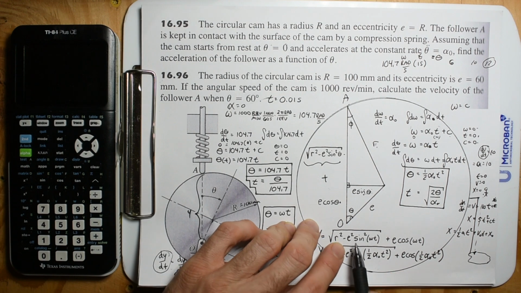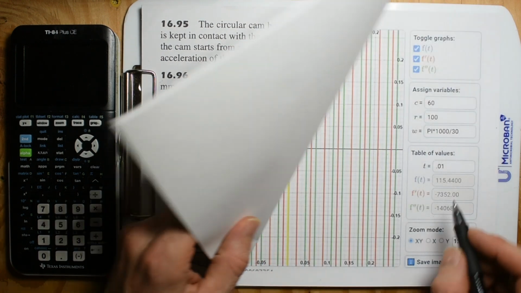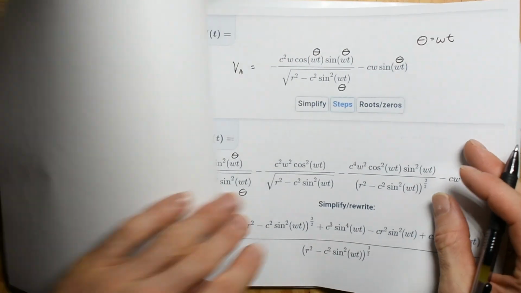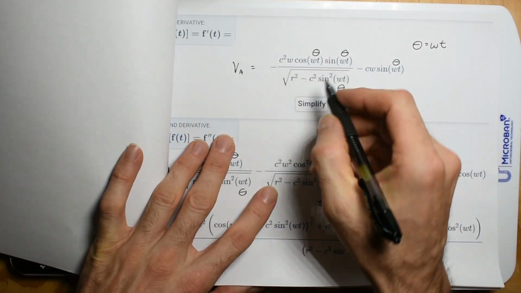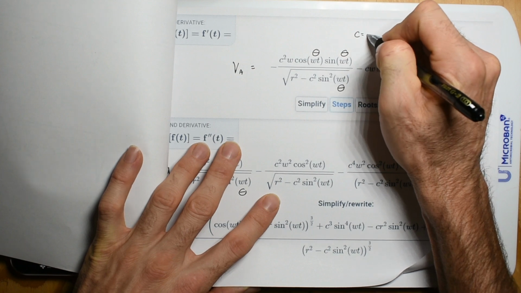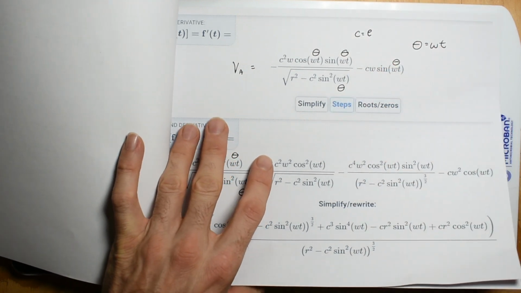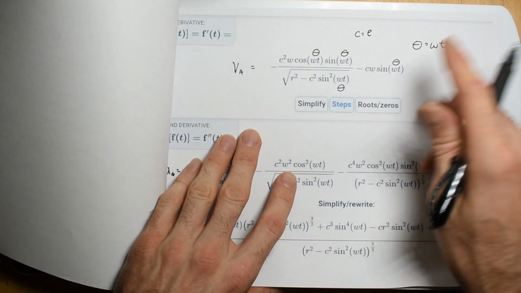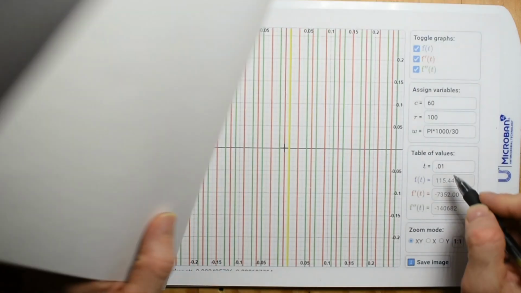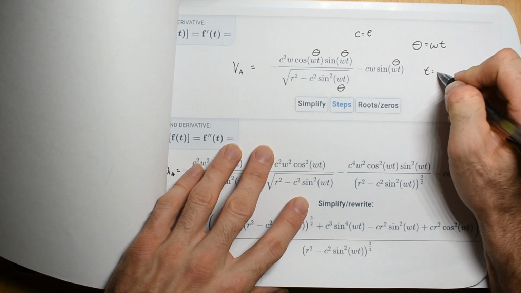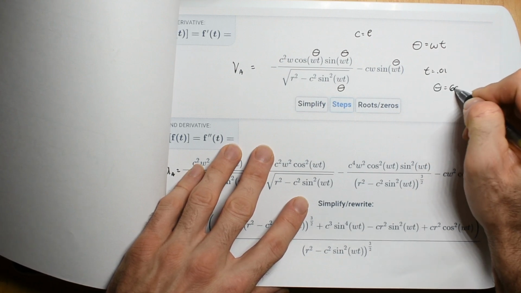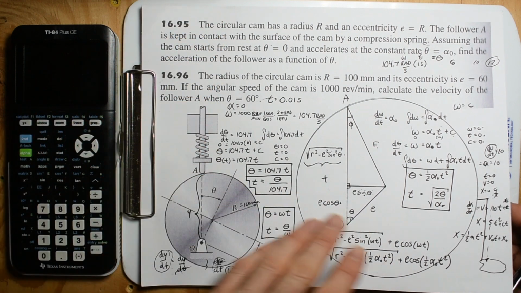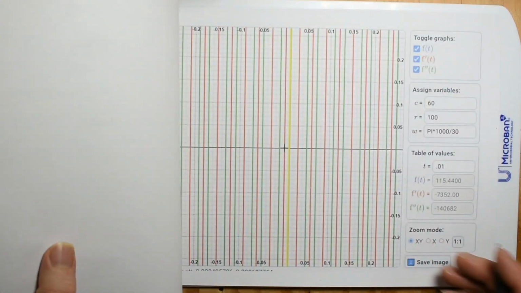E, when you throw it into the derivative calculator, is a number, so I have to use that as C. You know what I mean? So in my equation, everywhere you see C, that is E, but all the other variables are the same. So we have angular speed is W or omega, and time is going to be 0.01 because time of 0.01, like I said, that's an angle of 60 degrees. And what it wants to know is the velocity of this follower when the angle is 60. So booyah.